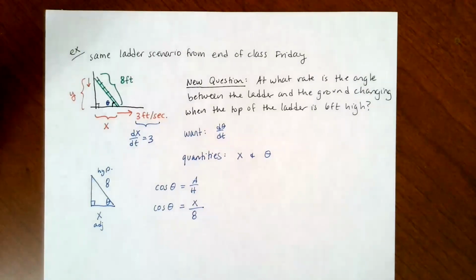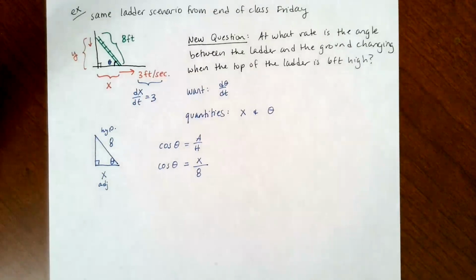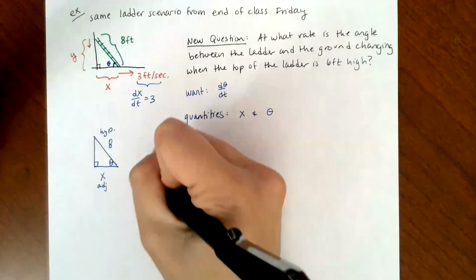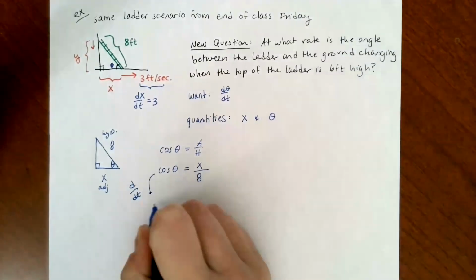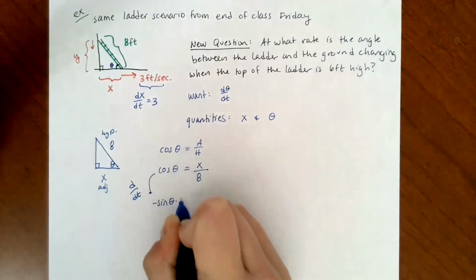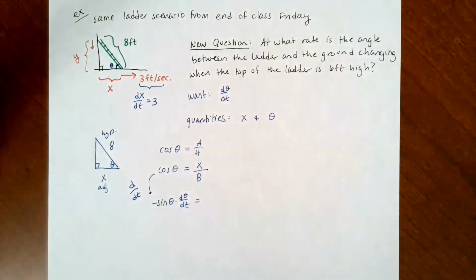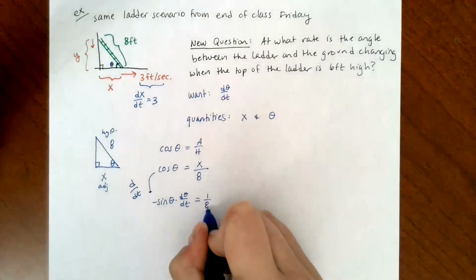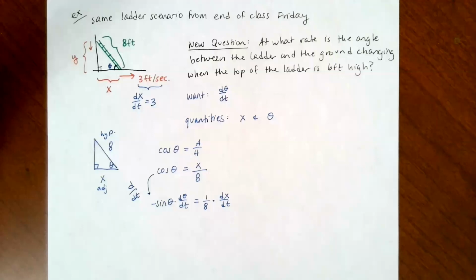We know that theta and x are both changing with time, so nothing gets plugged in. We're just going to go ahead and differentiate with respect to t. So the theta and the x get the implicit treatment. Cosine theta, its derivative would be negative sine theta, so we'll throw in the d theta dt. X over 8 is really 1/8 times x. So its derivative would be its slope, which is 1/8. So I'll say 1/8 dx dt.